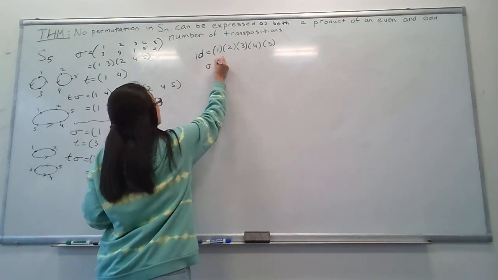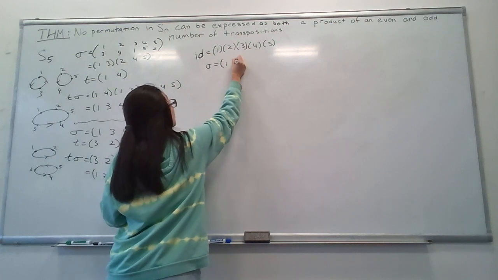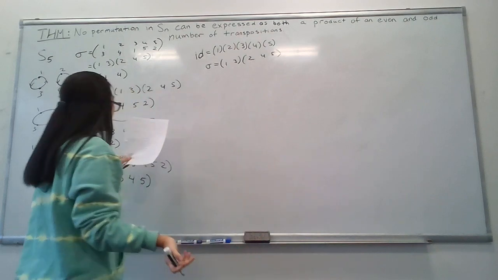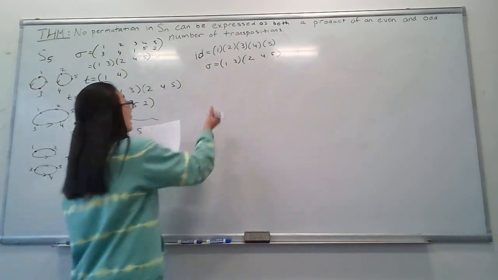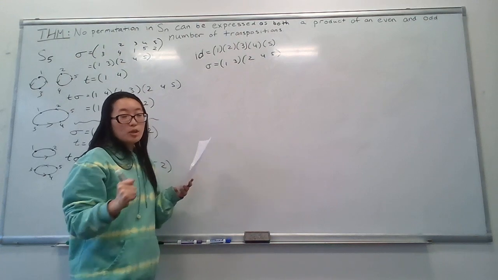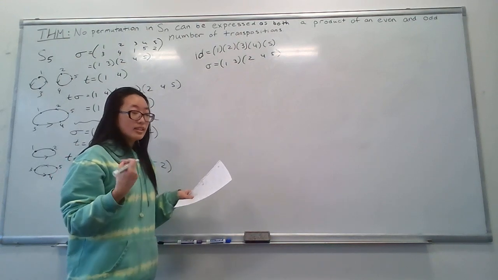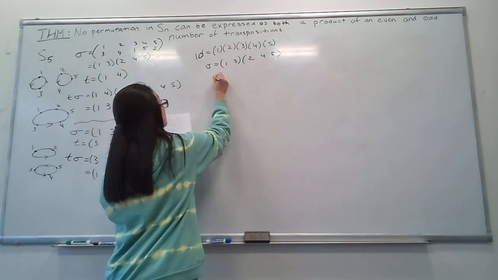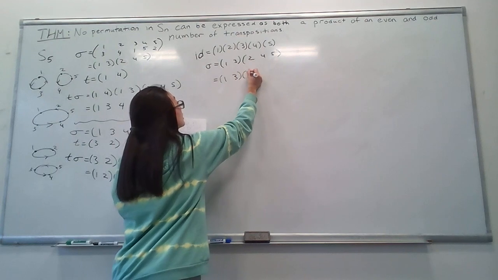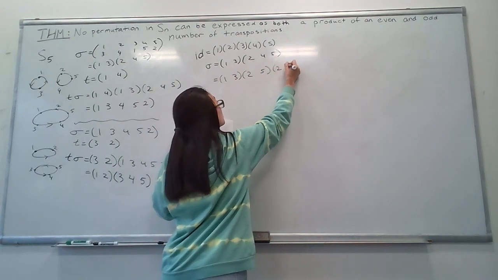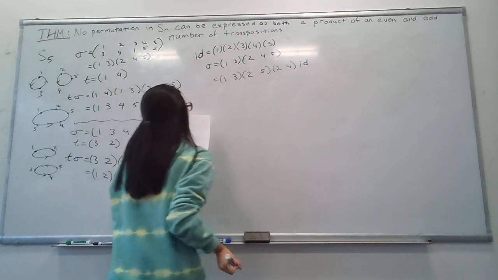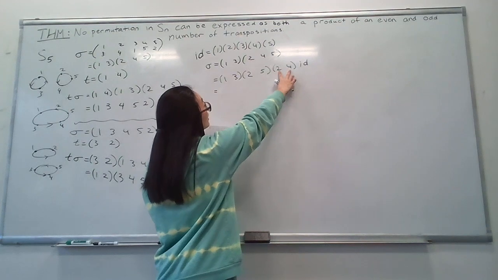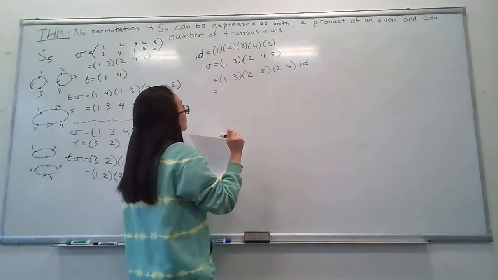Now let's take the permutation 1, 3, 2, 4, 5. This has 2 orbits, and we know that all permutations can be composed by transpositions and the identity permutation. So this can be written as (1, 3)(2, 5)(2, 4). Let's double check to make sure this is true. 2 and 4 are in separate orbits.